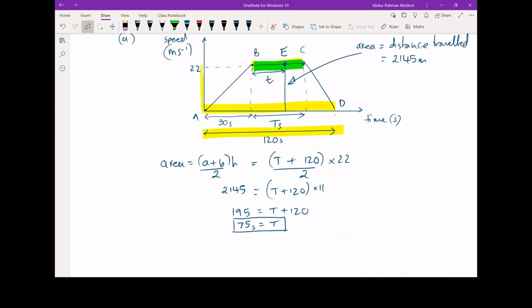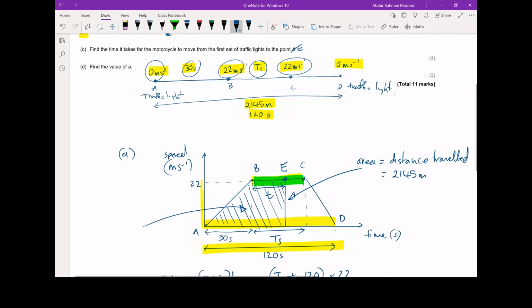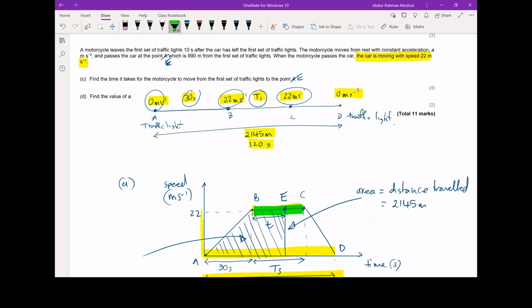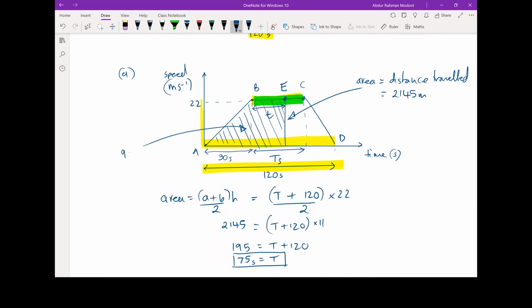So let's take a look at this. We know it's here, so really we're after this area here. So again, we have another trapezium, as we can see here, this shaded region. And we know the area. We know what this area is because in the question it told us that the motorcycle has traveled 990 meters from the first set of traffic lights. So that tells us that this distance, this area, is 990 meters.